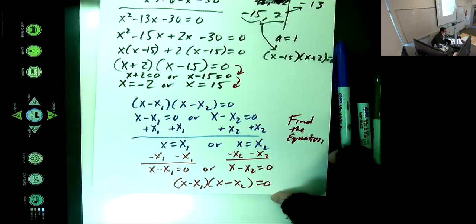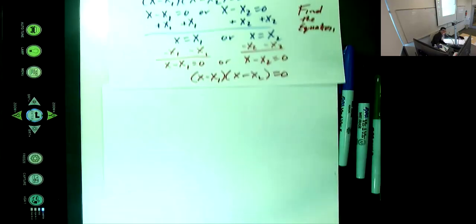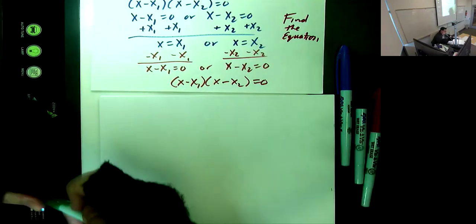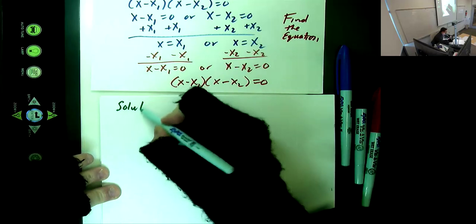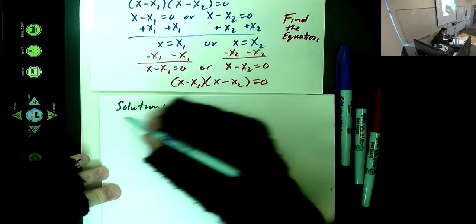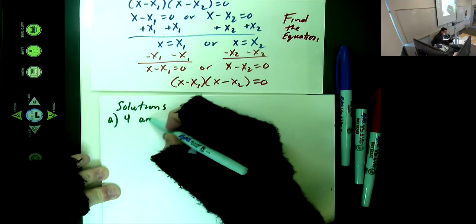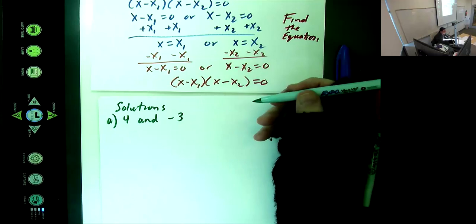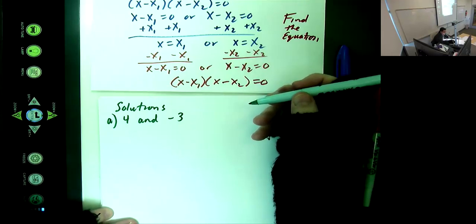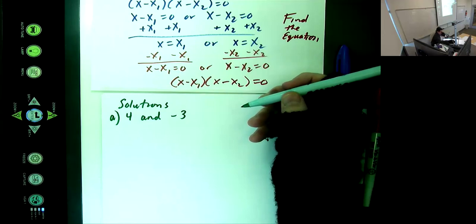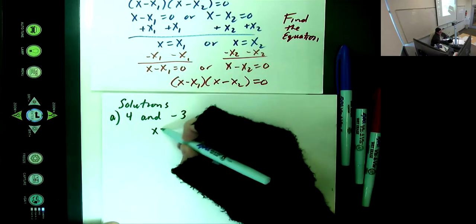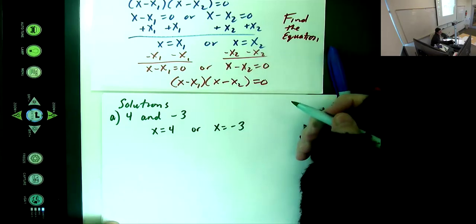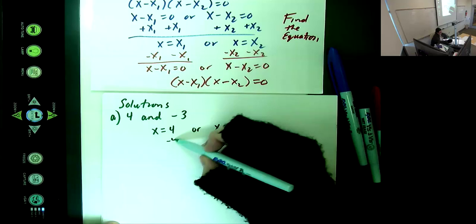Let's do this with some numbers. Let's say you have solutions of 4 and -3. I'm going to say x equals 4 or x equals -3, and work backwards.